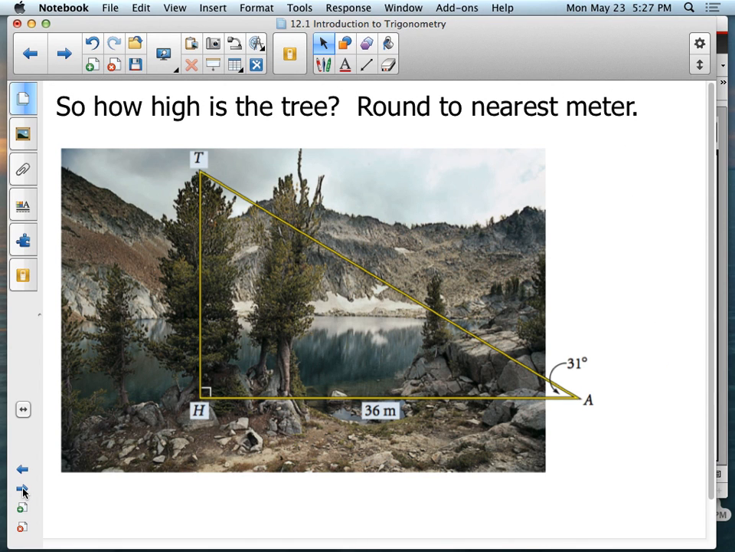Well, look at this. We can indirectly measure the height of a tree because we recognize that we have a 31-degree angle from some point away from the tree up to the top. That's called an angle of elevation. So if we know that angle is 31 degrees, we know that these side ratios are 3 to 5. So write a proportion and solve for the height of the tree. And let's round it to the nearest meter.